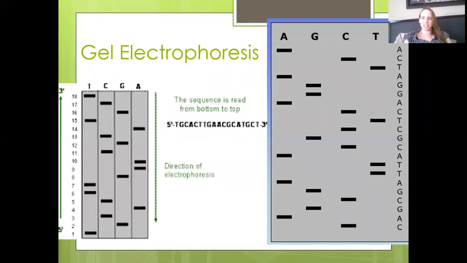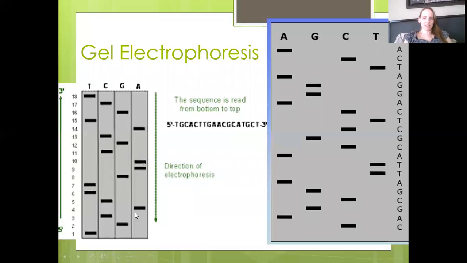So this is what this would look like. If we look at the example on the right-hand side, we start reading from the bottom, and the lowermost band is in the C column. So it would be a C, and then an A, and then a G, and then a C, and then a G, and then an A, and then 2 T's, and then an A. So you just read from the bottom upwards.